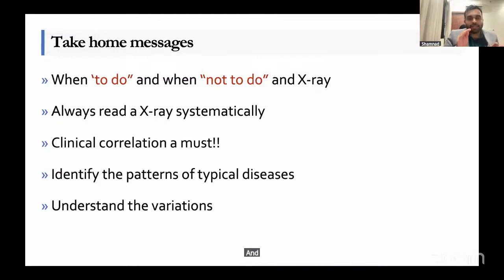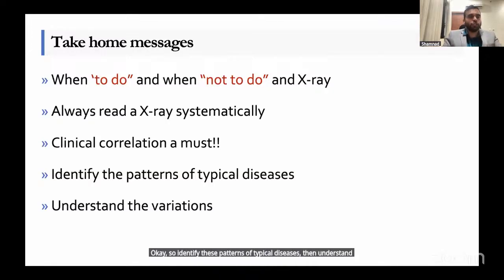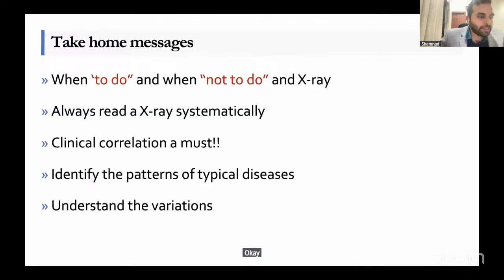And identify the patterns, that is RDS, underinflation. Mass, mostly it is an overinflation. TTN, moderate to well-inflated lung. So identify these patterns of typical diseases, and then understand the variations. So I think that's it. Thank you all.